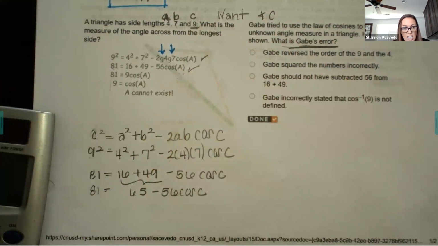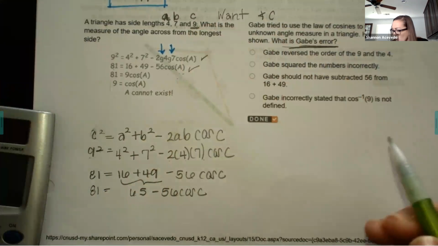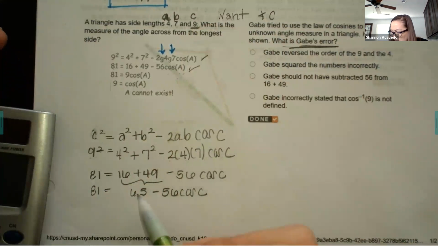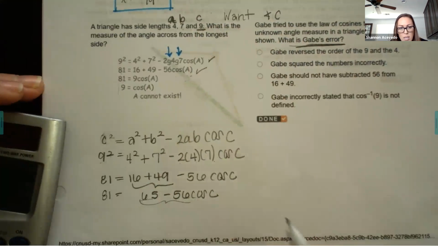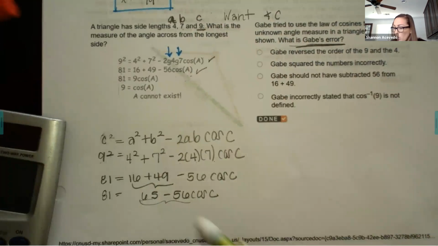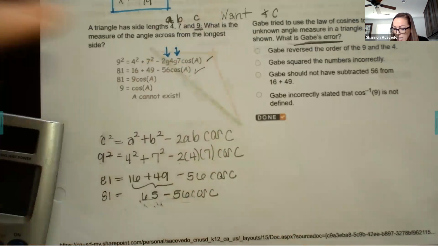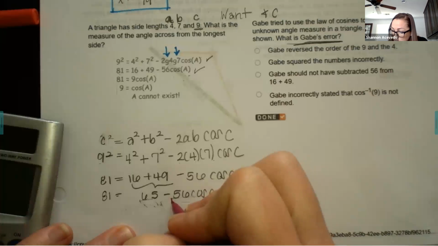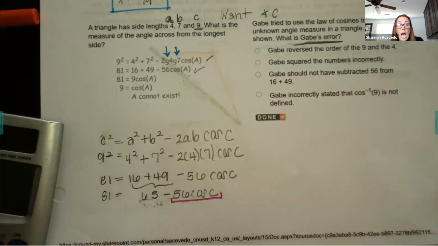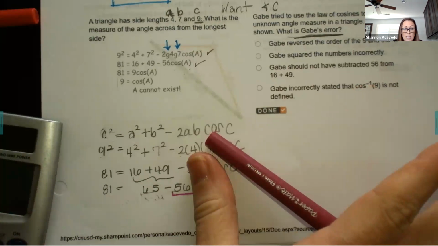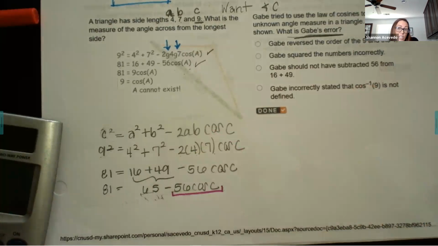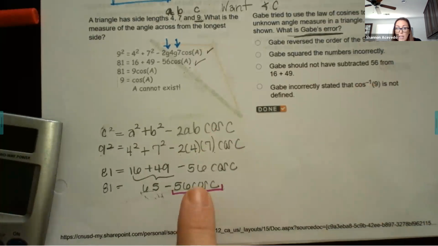So they must have gone ahead and done another step, right? But I look and I go, okay, well, I can't combine these. So you guys like, why can't you combine them? Well, remember, this is a set here. This 56 is stuck with my cosine of C. I can't just do 65 minus 56 because it's not just 65 minus 56. It's 65 minus 56 cosine of C. This is a set right here.